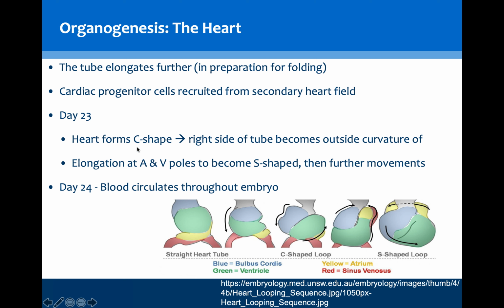Elongation at these arterial and venous poles is such that this C-shaped heart tube becomes S-shaped, which is more similar to that of a four-chamber heart as we know it, and further smaller movements are undergone in order to bring the outflow end and the inflow end to the right aspect of the heart. Around day 24, blood begins to circulate throughout this embryo.